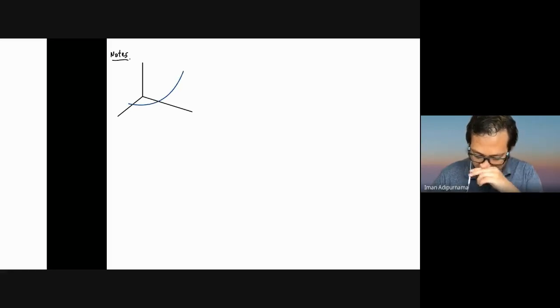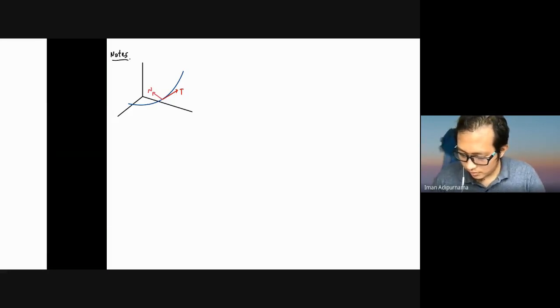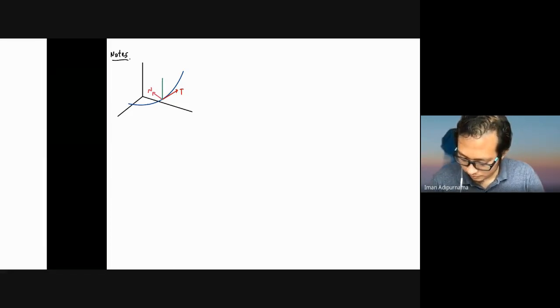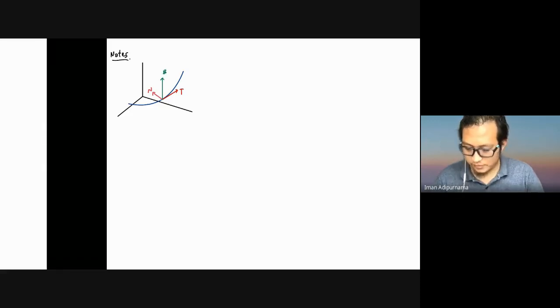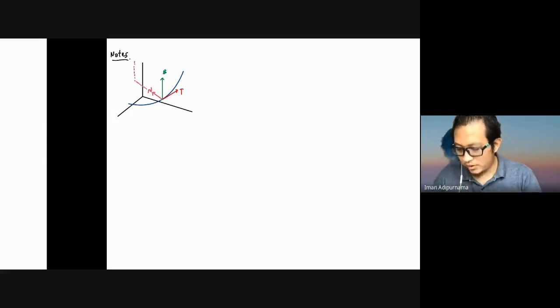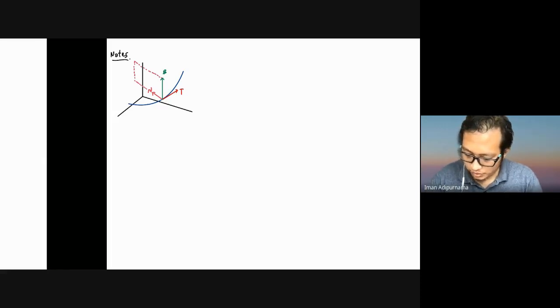So if this is the curve, and maybe this is the unit tangent vector, and this is, let's say, the n here, the normal vectors. So as T cross N, we will have B here, okay? And if you can imagine a plane, a layer that is determined by the normal and binormal, like this one, this is what we call the normal plane, okay?